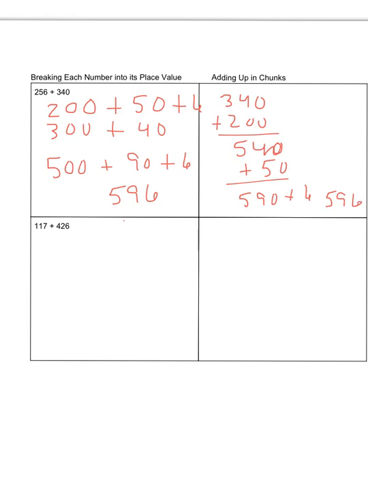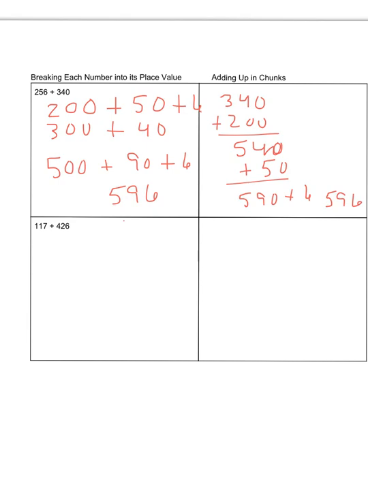In both ways you get 596. The difference is in the first one you break everything up by their place value. In the second one you let one be an anchor, and then you let the other one be where you break it up, then adding up in chunks based on their place value. So first 200, then 50, then 6. So let's look at another example.